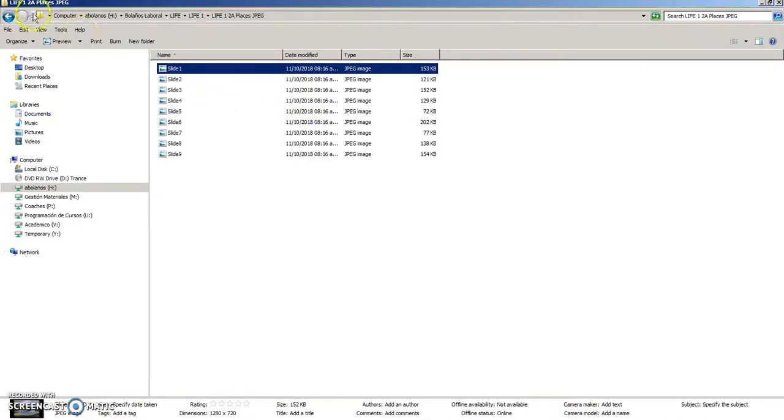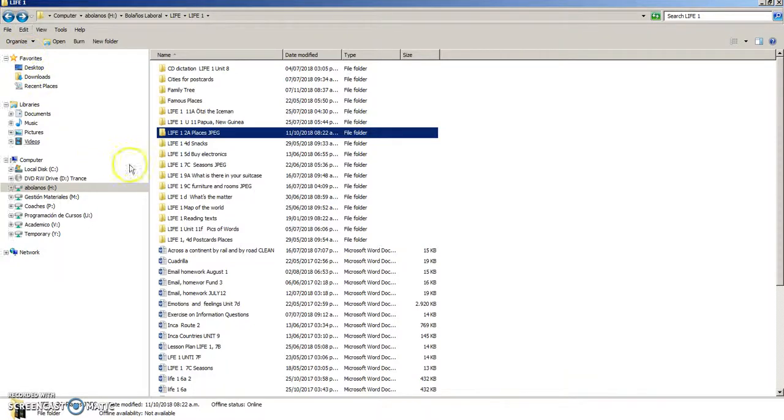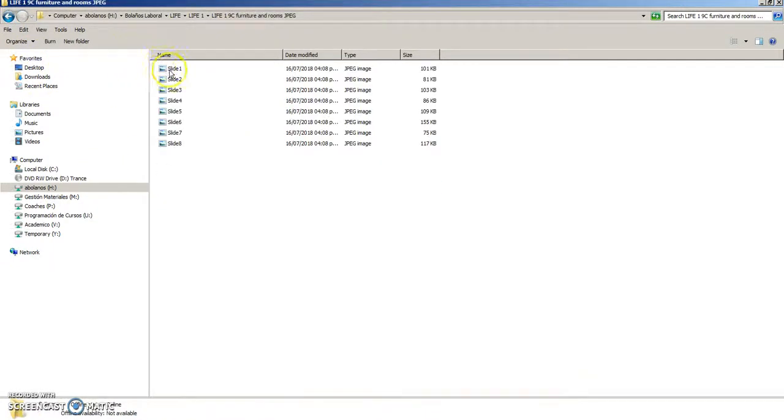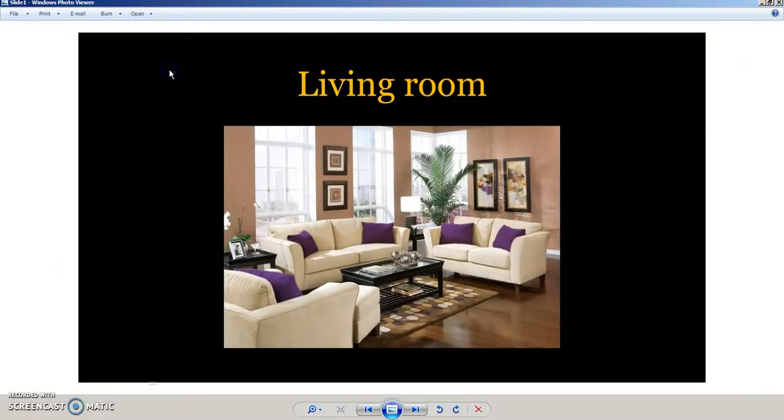Another one that I'm going to show you, also in Book 1, is 9C, which is furniture and rooms. Also the same format, JPEG. Here you can see there is a picture with a word. This is a second possibility, so they already know the word. This unit is to describe the parts of the house and the furniture, using the grammar structure there is and there are.